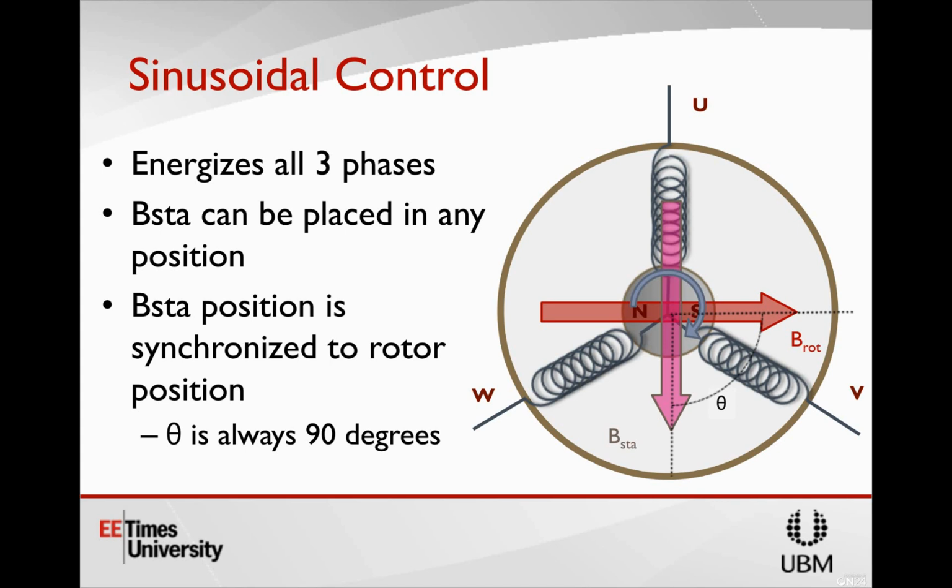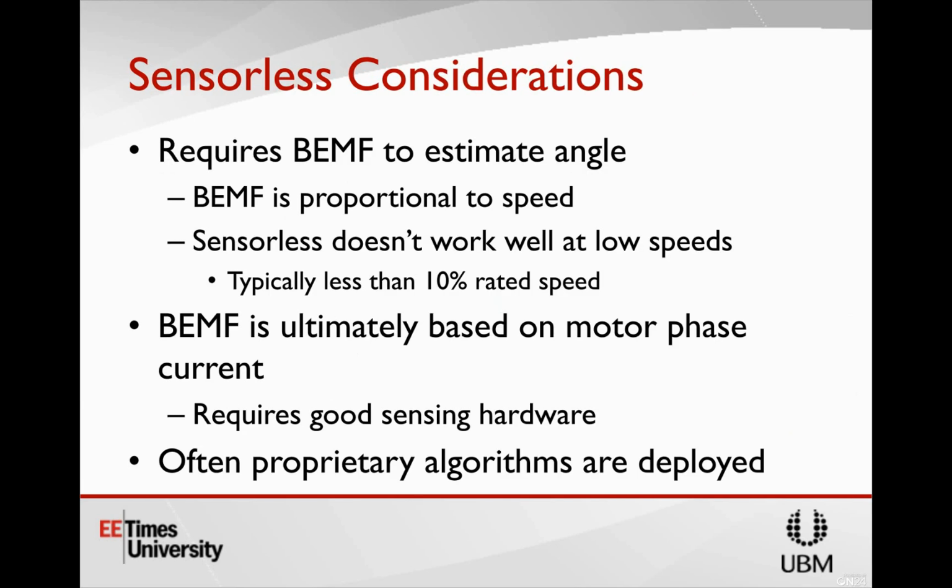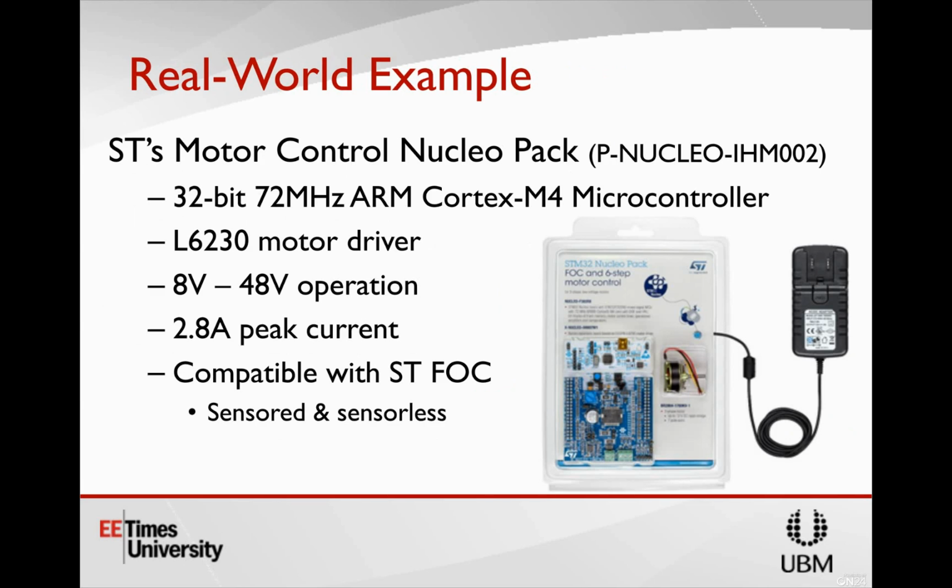So if we look at a real-world example, obviously ST's motor control Nucleo pack is a great kit to begin building your application. It's based on top of the 72 megahertz ARM Cortex-M4 microcontroller. This is a microcontroller that has plenty of MIPS to run your sensorless FOC control plus a bunch of your application code. This way, it helps you save time in your design by combining things into a single microcontroller and not having to have a dedicated motor control microcontroller.